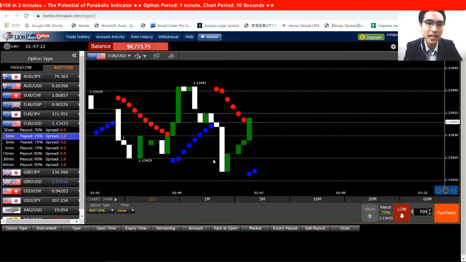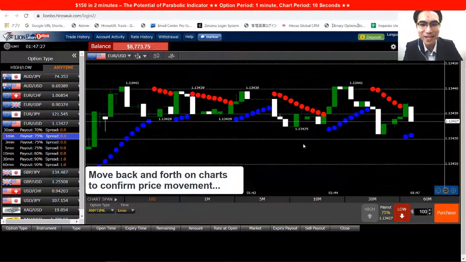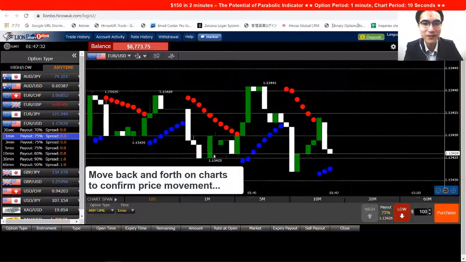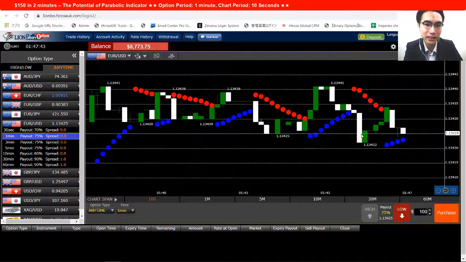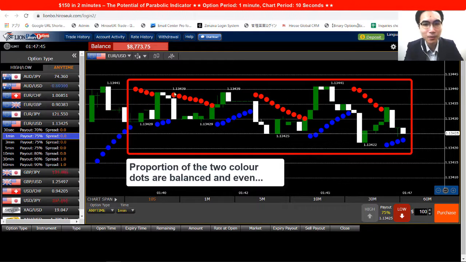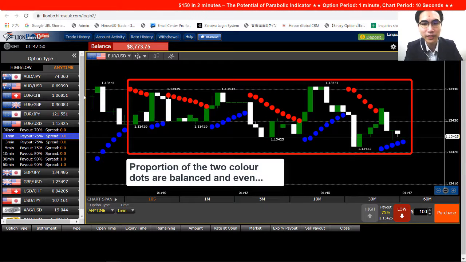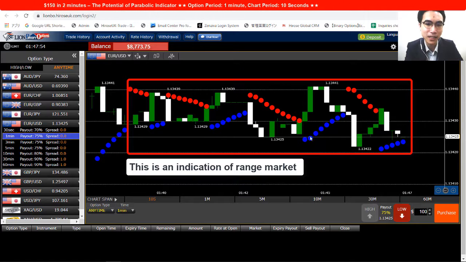So now let's take a look at how we can spot a range market. Normally you would see me moving back and forth on the charts, and that's actually when I try to look for a range market. Now you see in here the relation between the two color dots. The number of the red dots and the blue dots are quite balanced, which I can identify that the market is in a range market. So it is not heading towards a particular direction.